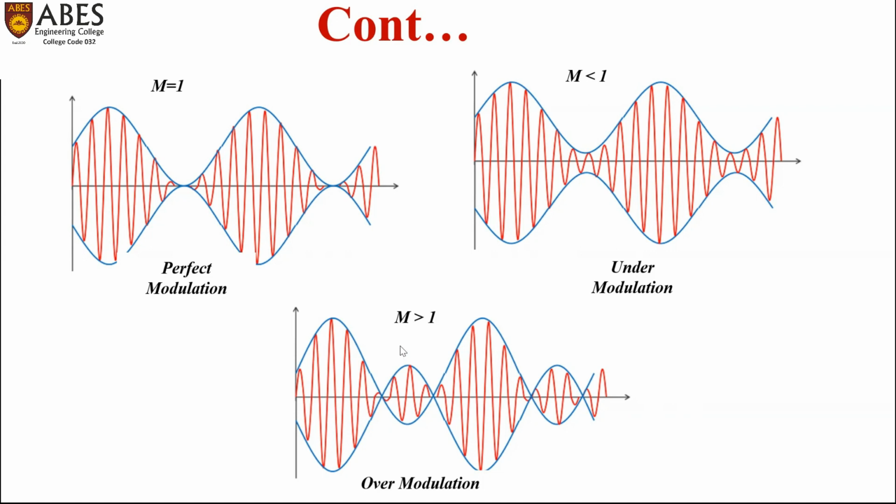Now, if M is greater than 1, then it is called overmodulation. And in practice, we try to avoid such cases, because if M is greater than 1, then we cannot extract our original message signal from the modulated signal.